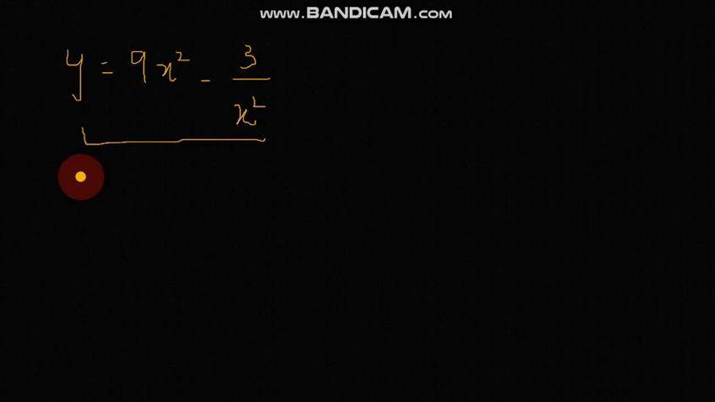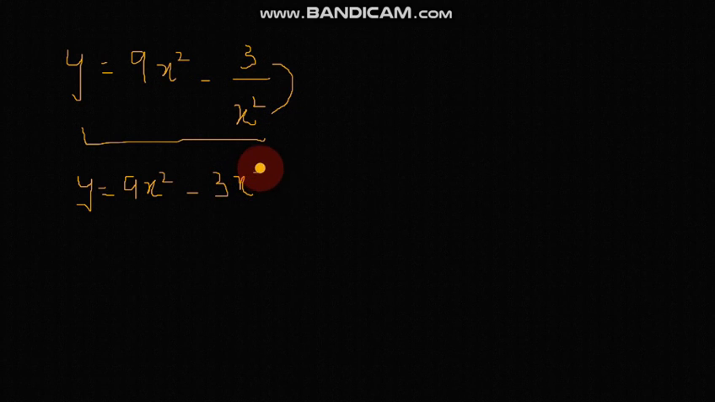So how are we going to do it? Simple, like the way we did before. y = 9x squared minus 3. When this x squared goes up with 3, this will become x with power minus 2. Okay, now we have this in one line equation. Now we will differentiate it.